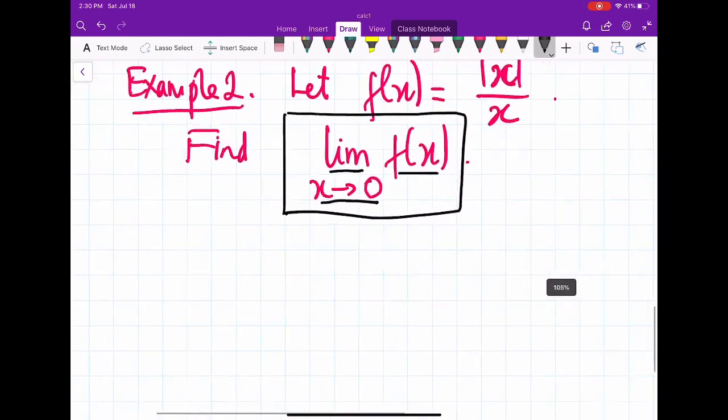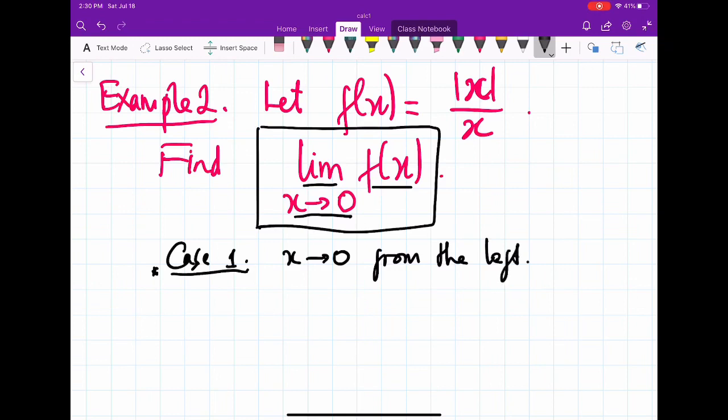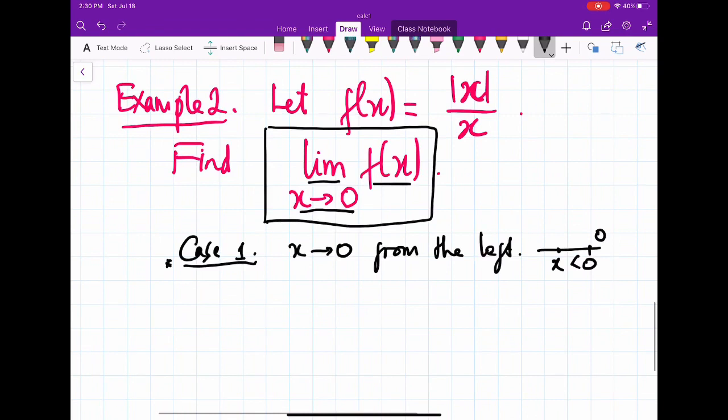So let's consider two cases. Case 1: x approaches 0 from the left. So what does it mean that x approaches 0 from the left? That means x is on the left of 0 all the time, that means x less than 0. Makes sense? So when x is less than 0, the absolute value of x is equal to negative x because of this condition, x less than 0.